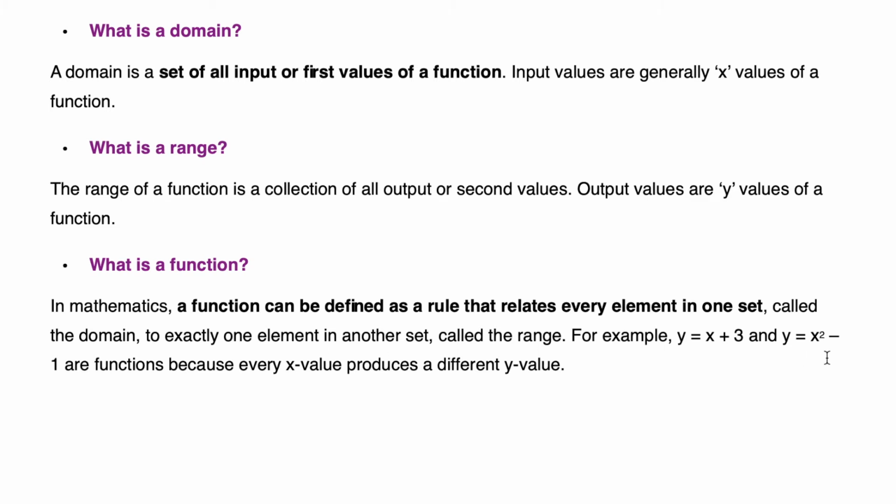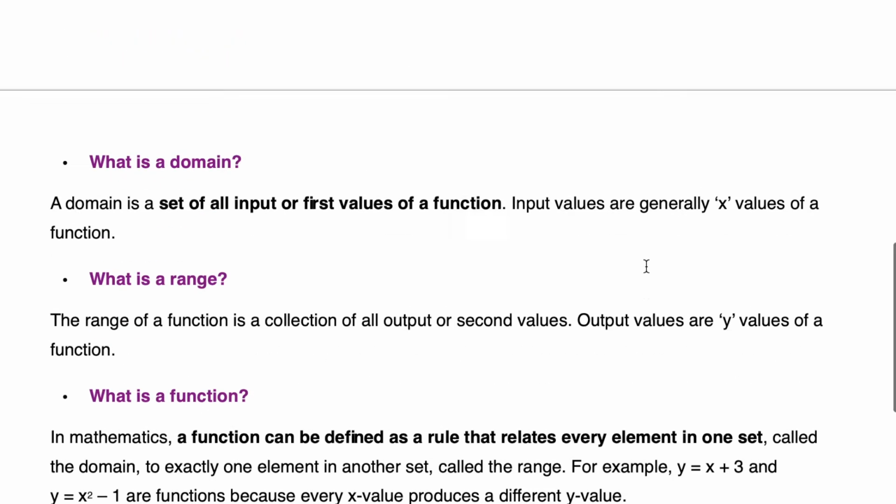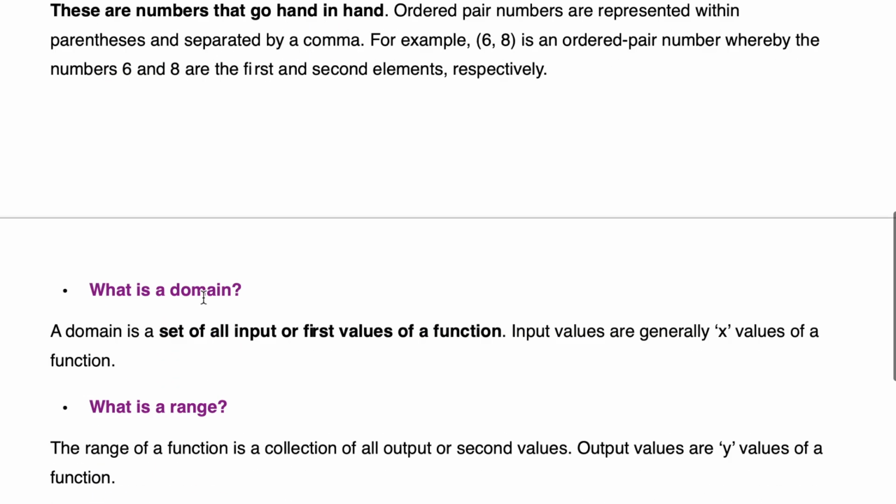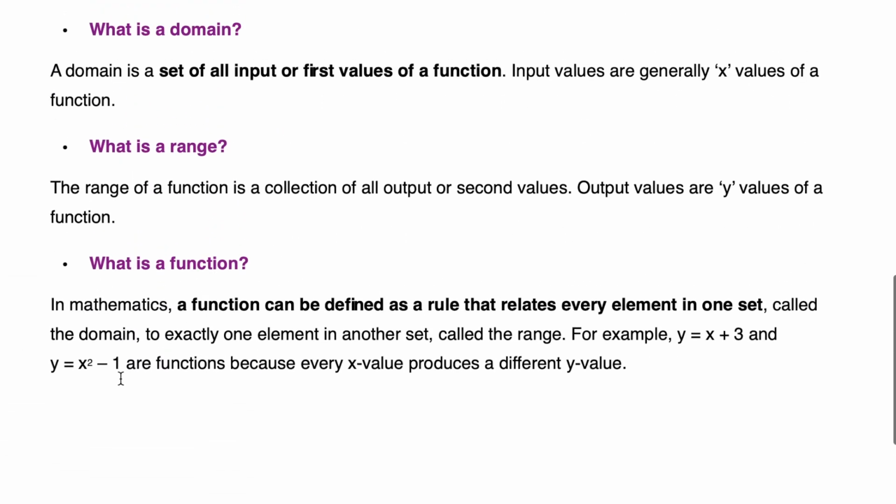A function is defined as a rule that relates every element in one set. For example, y equals x plus 3 and y equals x squared minus 1 are functions because each x value produces a different y value. So this is known as a function. Next, we see what a relation is. A relation is a set of ordered pair numbers.